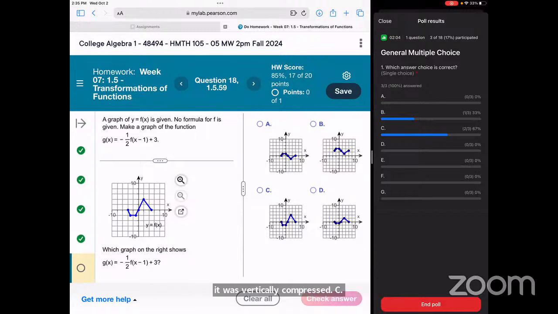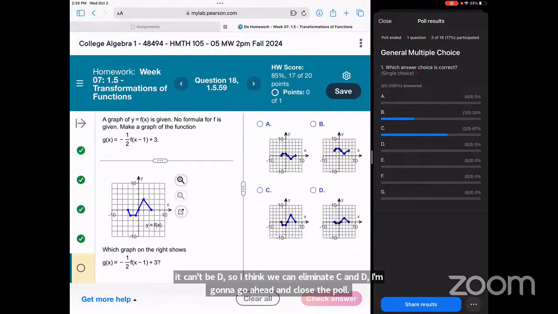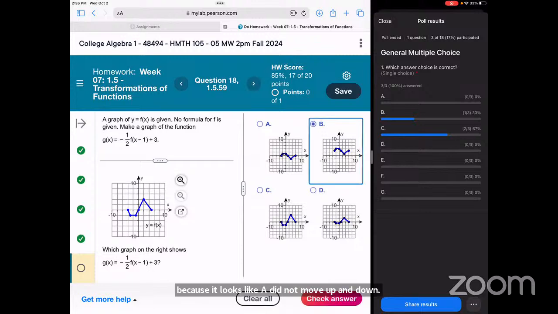So it should be either A, B, or D. And then we multiply the outside by a negative. That's like our Y values. We're going to go from positive Y to negative Y, so it can't be D. So I think we can eliminate C and D. I'm going to go ahead and close the poll. Okay, we can eliminate C and D. And then we went up by 3. So the only one that did all of that is B, because it looks like A did not move up and down. Okay, let's go with B.